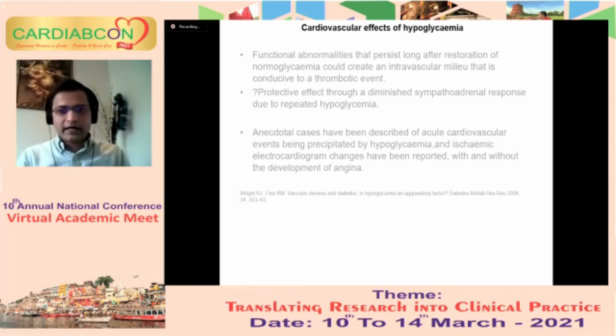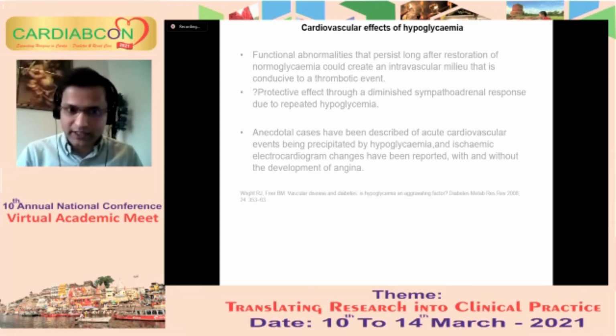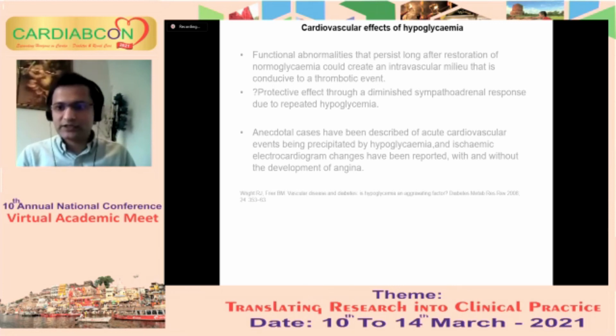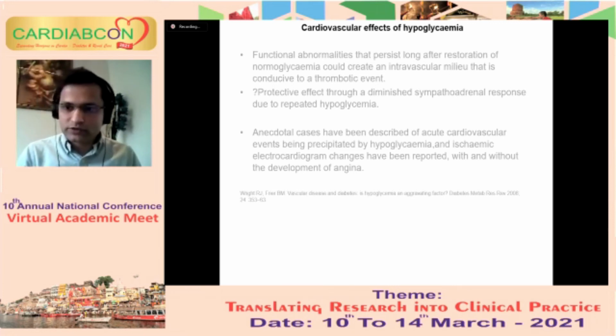And as I mentioned in the previous trial, the ACCORD trial, there was an increased cardiovascular risk or mortality in the standard arm, which raises the debate whether repeated hypoglycemia and sympathoadrenal response blunting is a protective mechanism. So we don't know about that. But what we have learned is that hypoglycemia definitely causes cardiac repolarization changes, which can cause cardiac arrhythmias, and this is a more common cause of death.